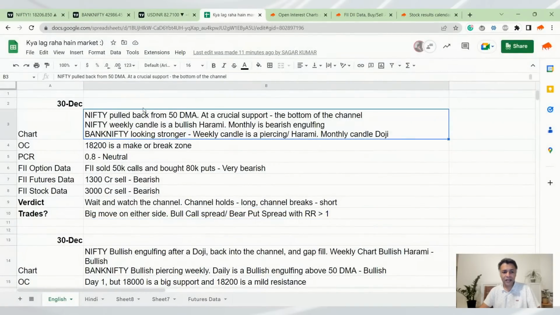because Nifty has pulled back from the 50 DMA, crucial support. Weekly candle is a bullish Harami. Monthly is a bearish engulfing. Bank Nifty is looking stronger. Weekly candle is piercing or Harami. Monthly candle is a doji. A little bit of confusion.